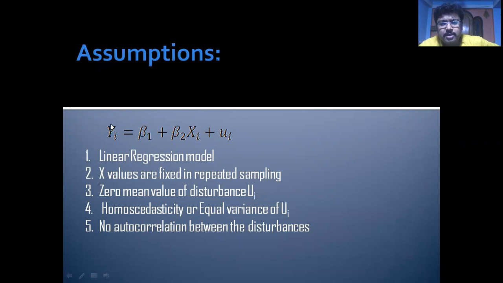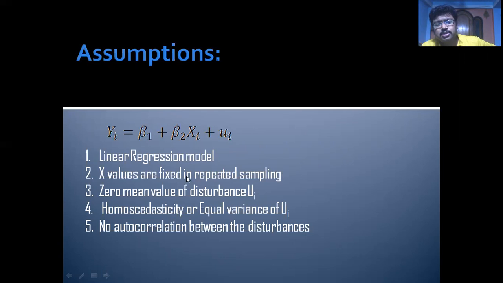Here yi is the dependent variable, xi is the independent variable, beta 1 and beta 2 are the two parameters, and u is the disturbance term. Suppose y represents consumption and x is income. Consumption not only depends on income, it depends on other things such as wealth and attitude. So there are a number of things on which the dependent variable actually depends, and these omitted variables are considered in the ui term. So this is the simple regression equation.